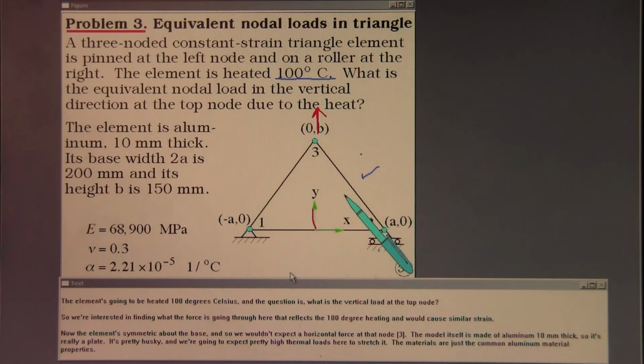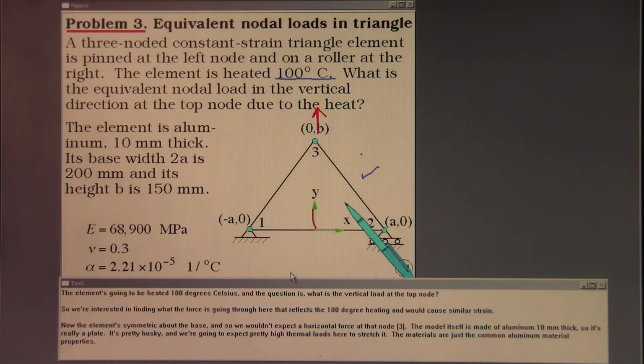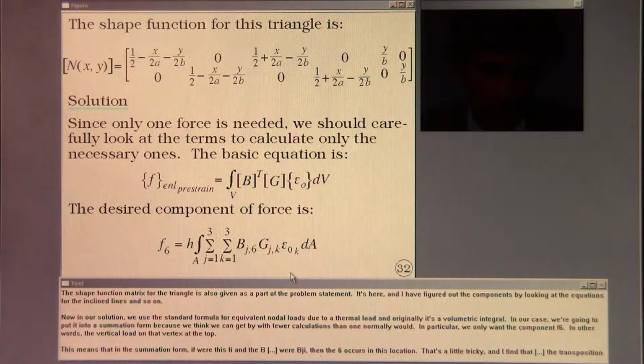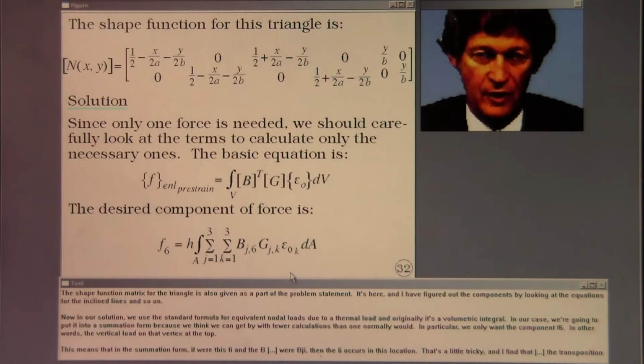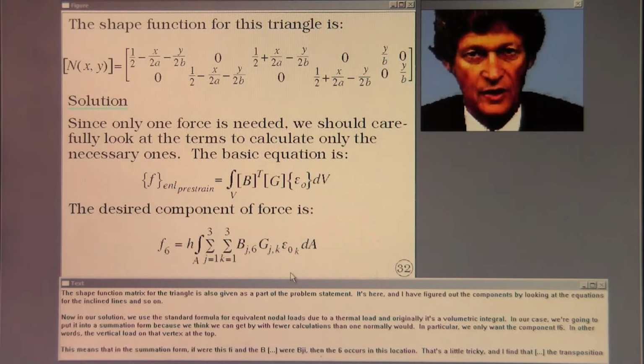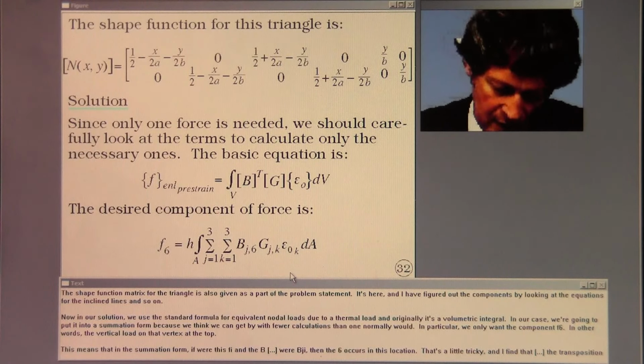The model itself is made of aluminum 10 millimeters thick, so it's really a plate. It's pretty husky, and we're going to expect pretty high thermal loads here to stretch it. The materials are just the common aluminum material properties. The shape function matrix for the triangle is also given as part of the problem statement.